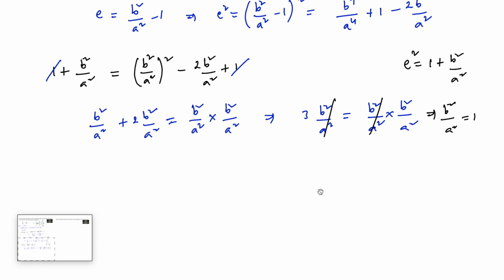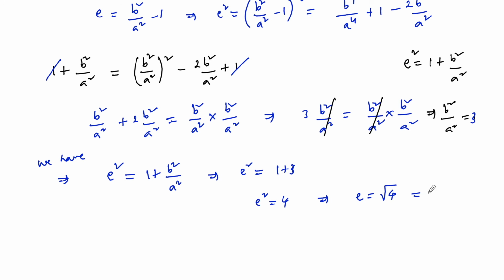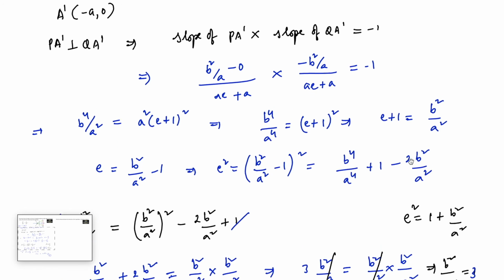Now let us substitute in the eccentricity. We have e² = 1 + b²/a², and b²/a² is equal to 3, so 1 + 3 is 4. So e is equal to the square root of 4. We consider the positive value since eccentricity for a hyperbola is greater than 1. Therefore, the eccentricity of the given hyperbola is 2.